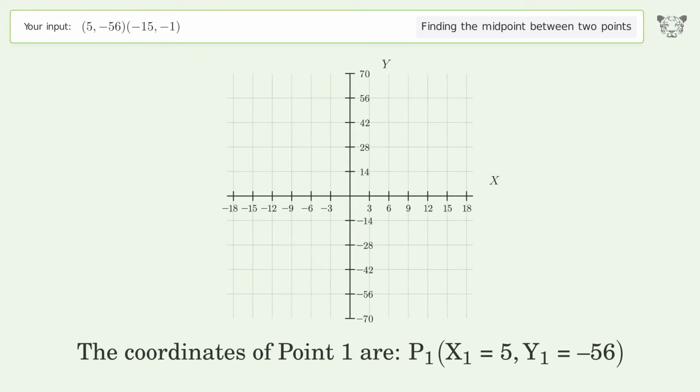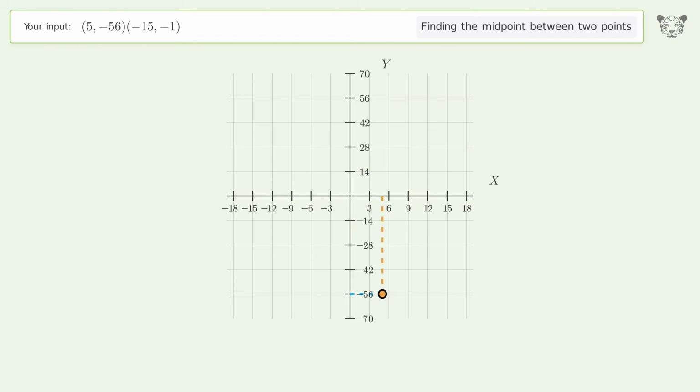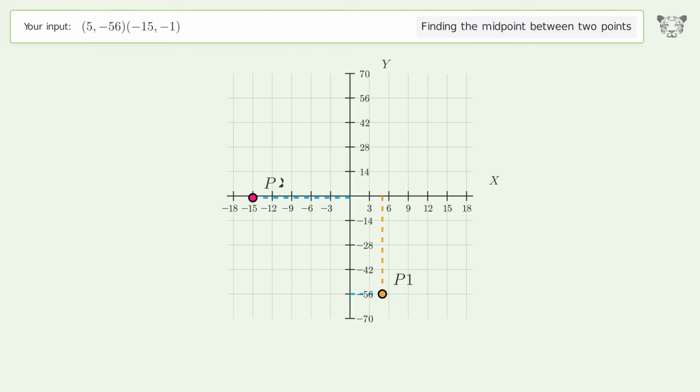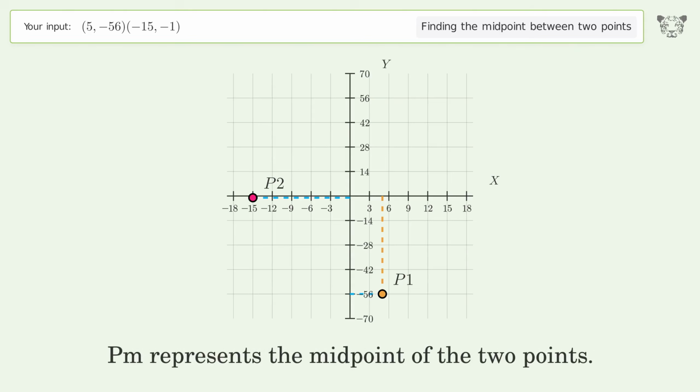The coordinates of point 1 are x1 equals 5, y1 equals -56. The coordinates of point 2 are x2 equals -15, y2 equals -1. PM represents the midpoint of the 2 points.